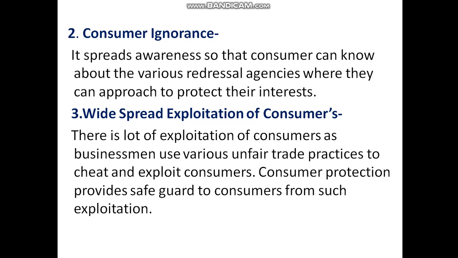Here consumers are exploited widely. Businessmen use various unfair trade practices to cheat and exploit the consumers. With the help of the Consumer Protection Act, this exploitation and cheating will be reduced. Consumer protection provides safeguards to the consumers from such exploitation. So this is one of the importance of the Consumer Protection Act.